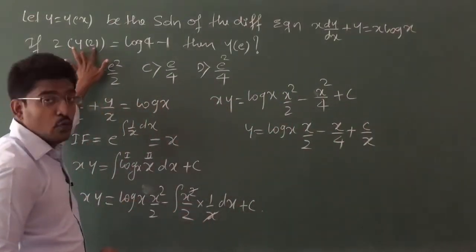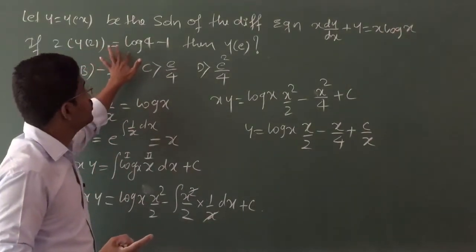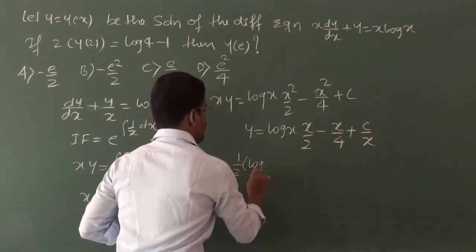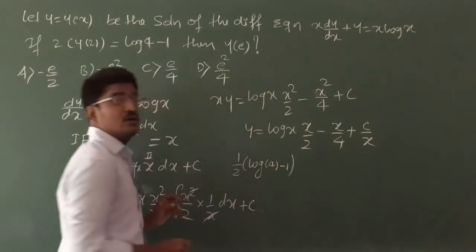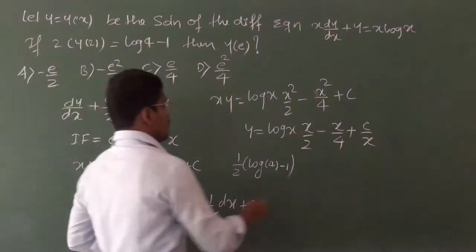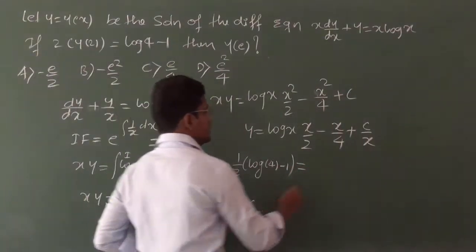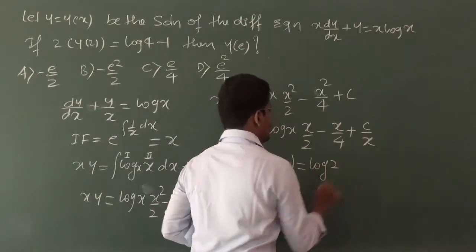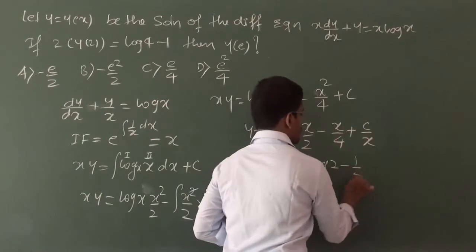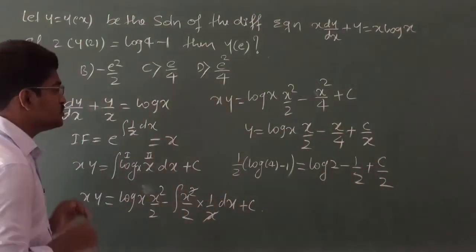So now y of 2, that means if x is 2, y is equal to 1 by 2 times of log of 4 minus 1. So that is 1 by 2 log of 4 minus 1. Y will be equal to 1 by 2 log of 4 minus 1. So now, what is x value? X value is 2. Clear? So that is log 2. 2 by 2 is 1. No problem. 2 by 4 is 1 by 2. Plus c by 2 because x value is 2.